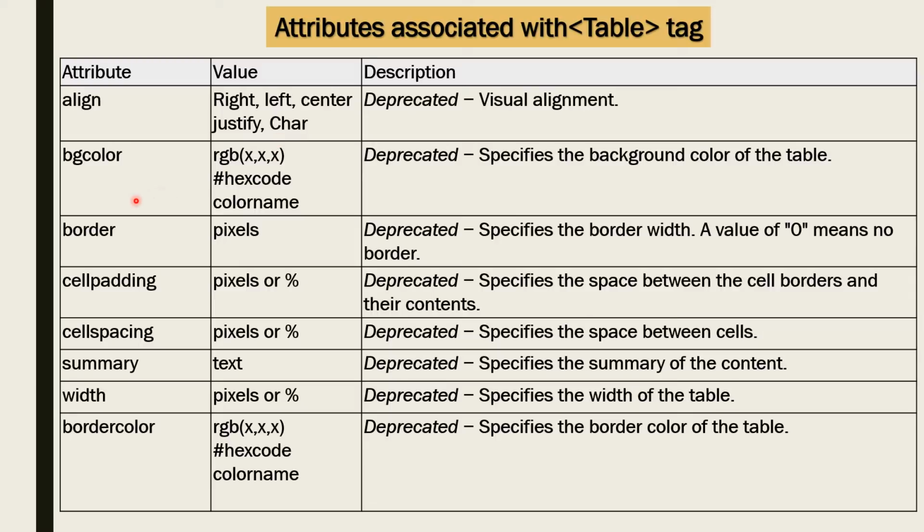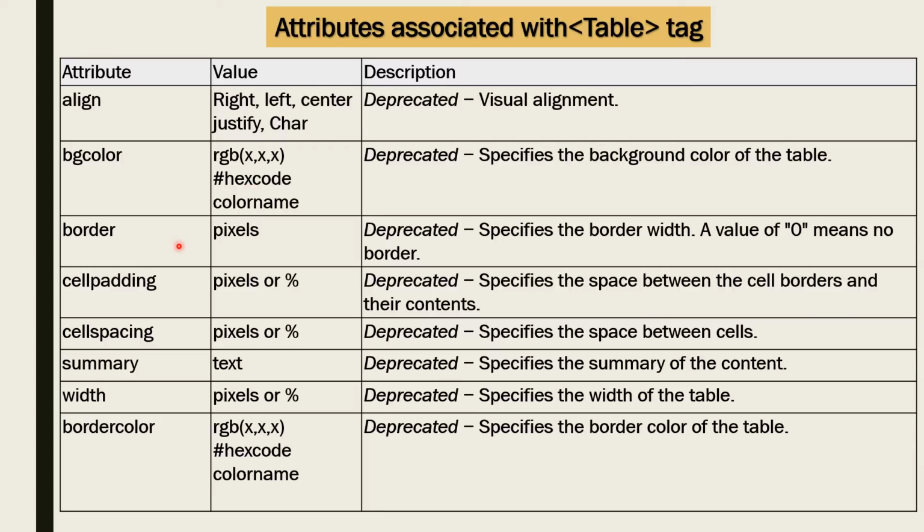What is bgcolor? Bgcolor specifies the background color of the table. You can write the color name over there, you can write an RGB number also, and you can use the hexadecimal code also. Any one of these three will work.